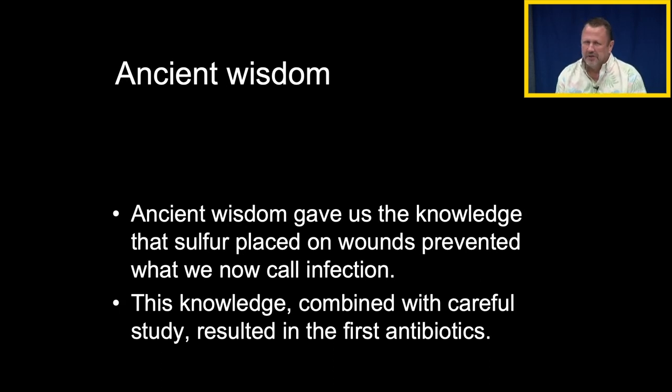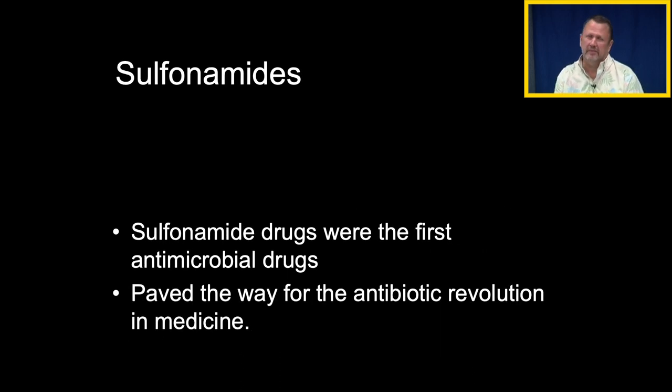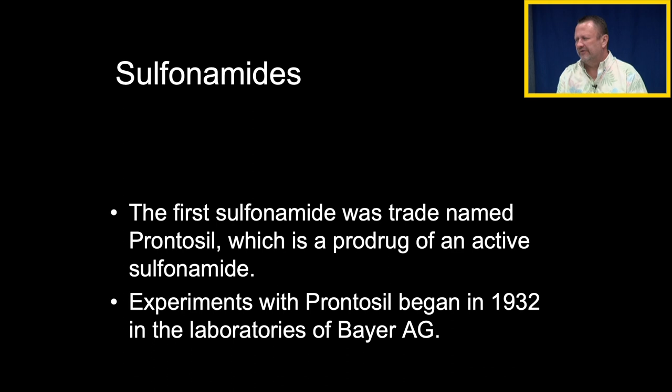But this is a pharmacology class, and so throughout the ages, some have known that sulfur compounds placed on wounds would prevent what we now call infection. And through scientific study, we came up with the first antibiotic, a sulfonamide. So the sulfonamides were the first antimicrobial drugs, and they paved the way for the modern antibiotic revolution that we see today. The first sulfonamide was called Prontosil, and it was a prodrug.